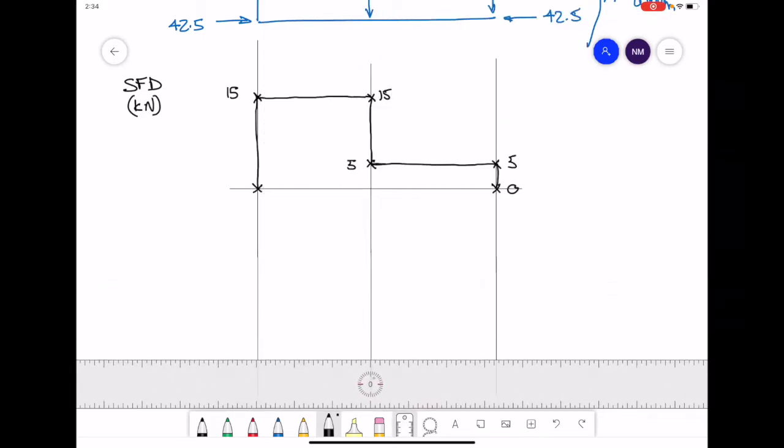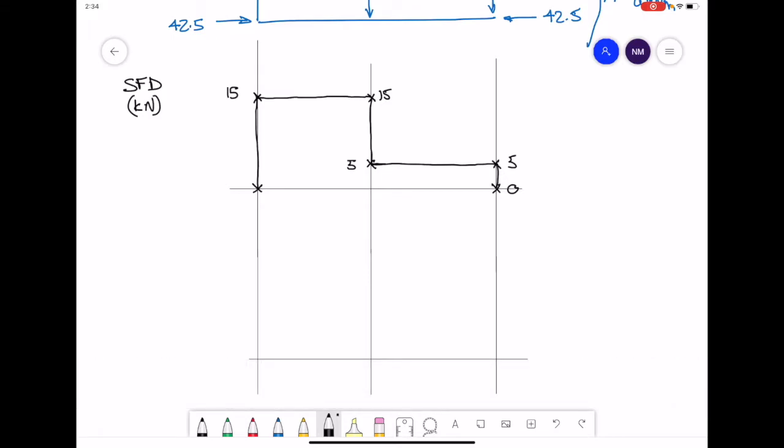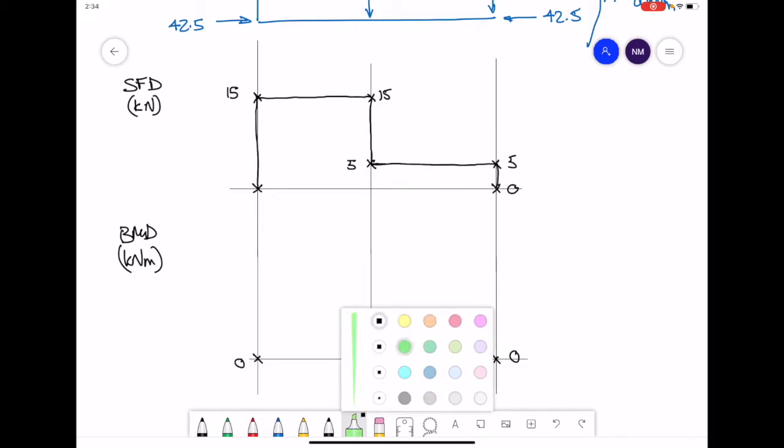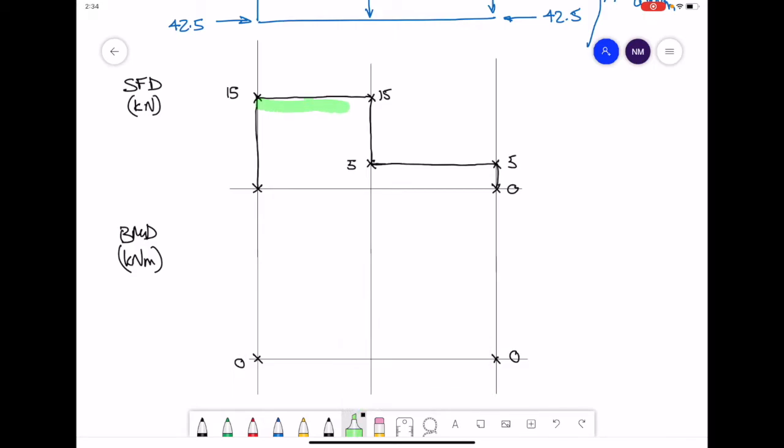Draw in a 0 line. This will be our bending moment diagram. The units for this one will be in kilonewton meters. We should start at 0, and if our maths is right, we should end at 0. To get the values we need for our bending moment diagram, you need the areas on your shear force diagram.